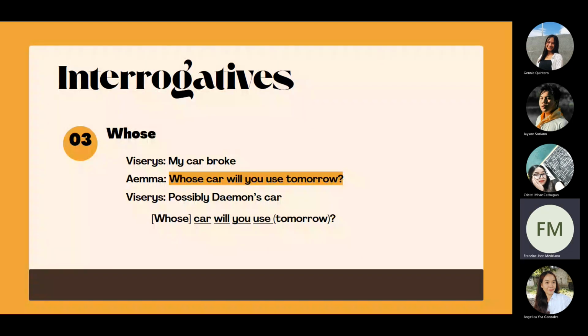That's why it's inside the square bracket. Then car is our noun, and will is our auxiliary. Then you is our pronoun. And use is our verb. Tomorrow is inside the parentheses as it can be optional. Next slide, please.